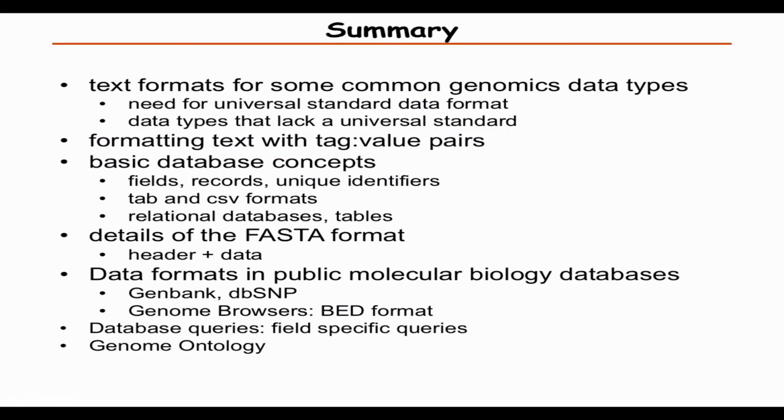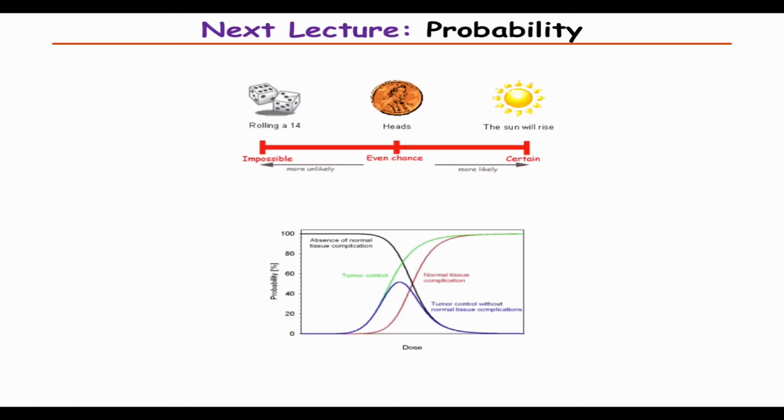All right, summary. Text formats for some common genomics data types, formatting text with tag value pairs, and know how to recognize that when your data contains named fields. Fields, records, tab and CSV, relational formats. A lot of time on FASTA format because I think it's really important, and today's exercise is all about FASTA format. Molecular biology databases, GenBank, gene ontology. Okay, and next week, or Thursday's lecture is going to be about probability.